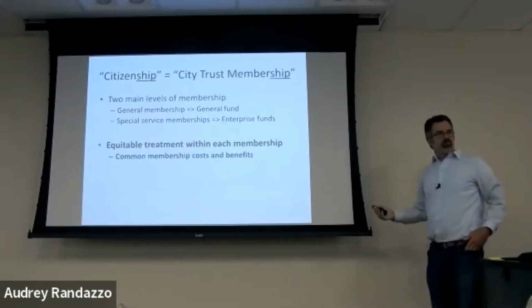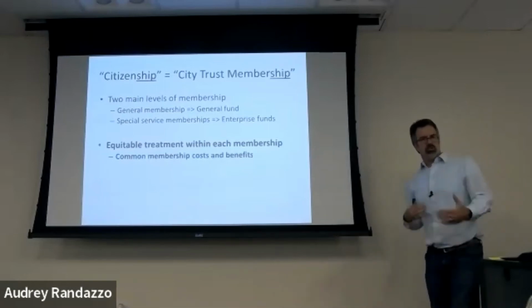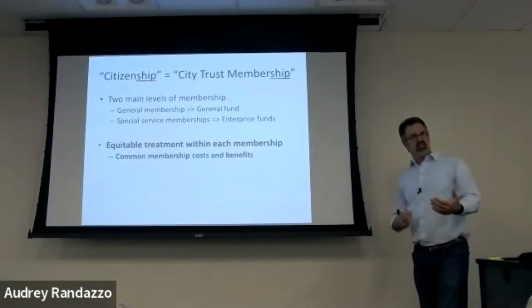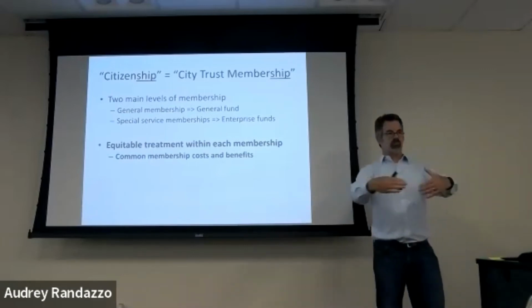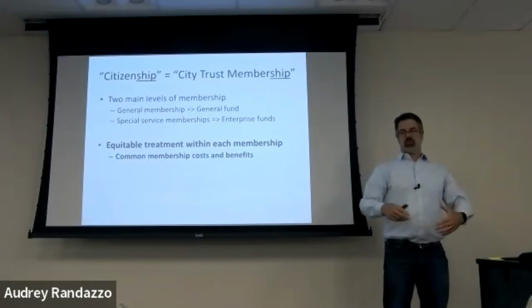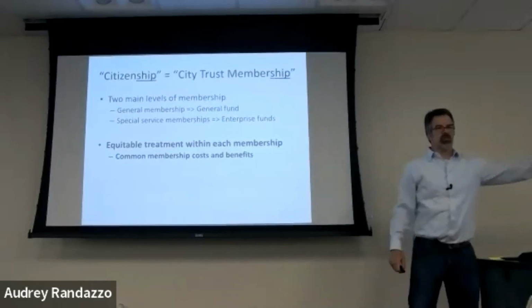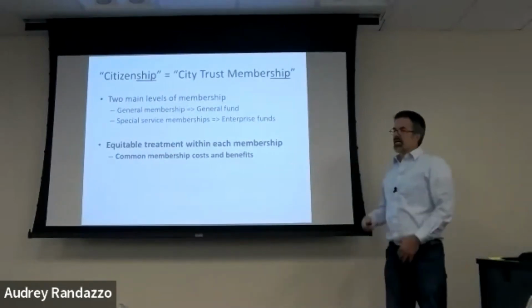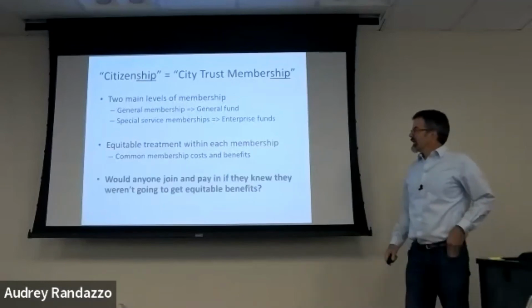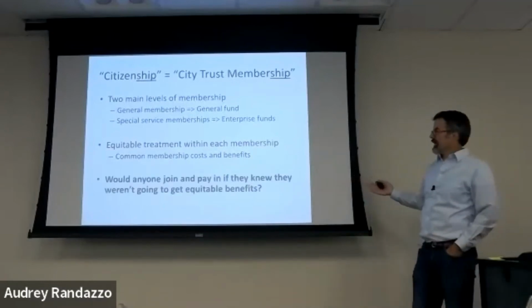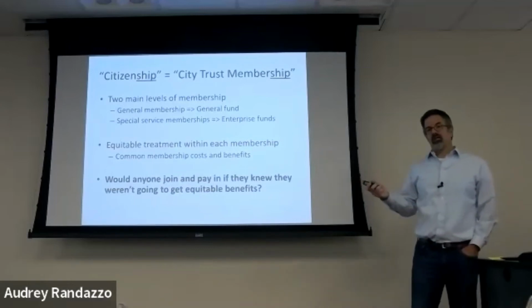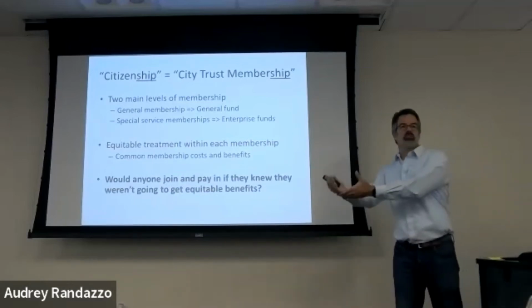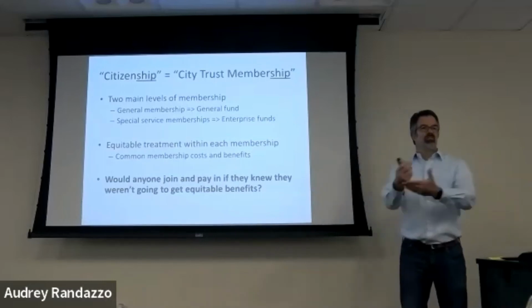So each membership, of course, equitable treatment, right? You're going to pitch in for pizza and not get any? You're going to pay for beer and not get any? That wouldn't be cool. You're going to live in an area, agree to behave by certain rules, but they don't have to over there? Or we don't have to over here? Now, common membership costs and benefits. And of course, would anyone join and pay if they knew they were not going to get equitable treatment? Which has been a challenge historically, because maybe the noisy people get a little extra attention, and the quiet don't.